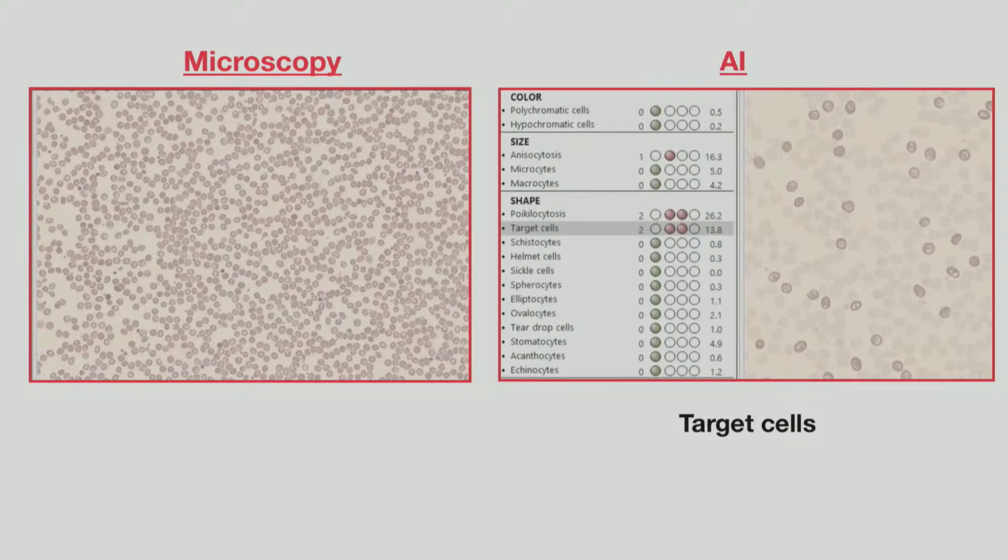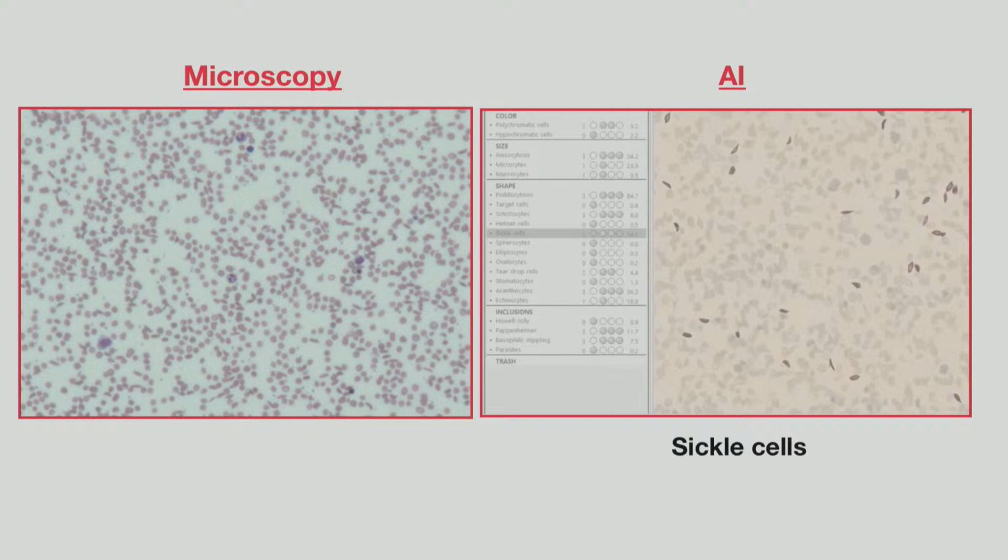Then coming to the target cells. When we click target cells, it will highlight the target cells. On the slides, it's very important to pick those target cells because we need to differentiate iron deficiency anemia from thalassemia. If they are more, then we definitely have to go for further workup, like HPLC and all that.